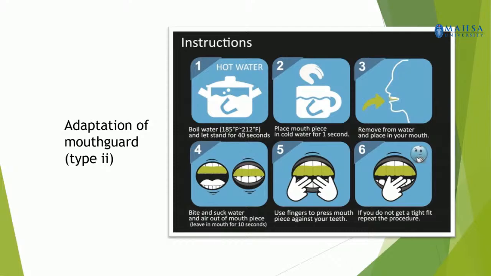Ask the patient to bite and suck water and air out of the mouthpiece. Leave it in the mouth for 10 seconds, and then use fingers to press the mouthguard against the teeth. And if the patient does not get a tight fit of the mouthguard onto the teeth, then just repeat the procedure.